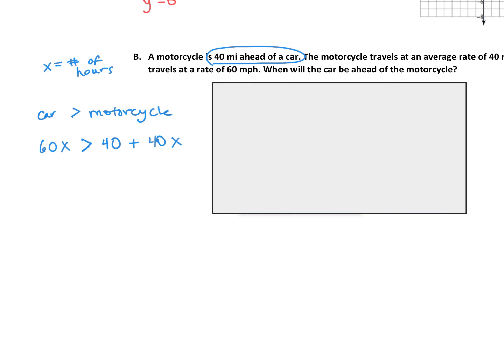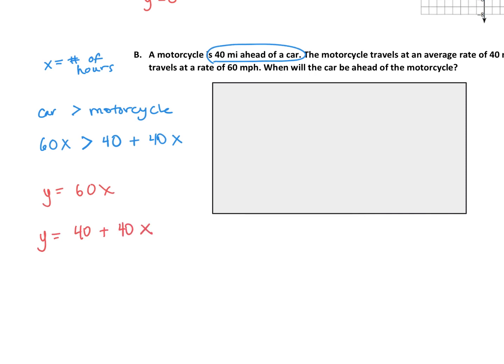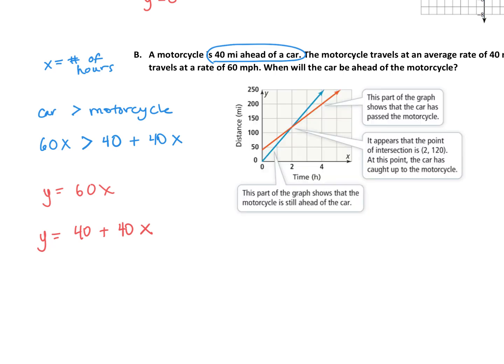So to solve this by graphing, we would write out two equations, y equals 60x and y equals 40 plus 40x. So if we graph those, we're going to get a graph that looks like this. You can see that, I'll zoom in here.